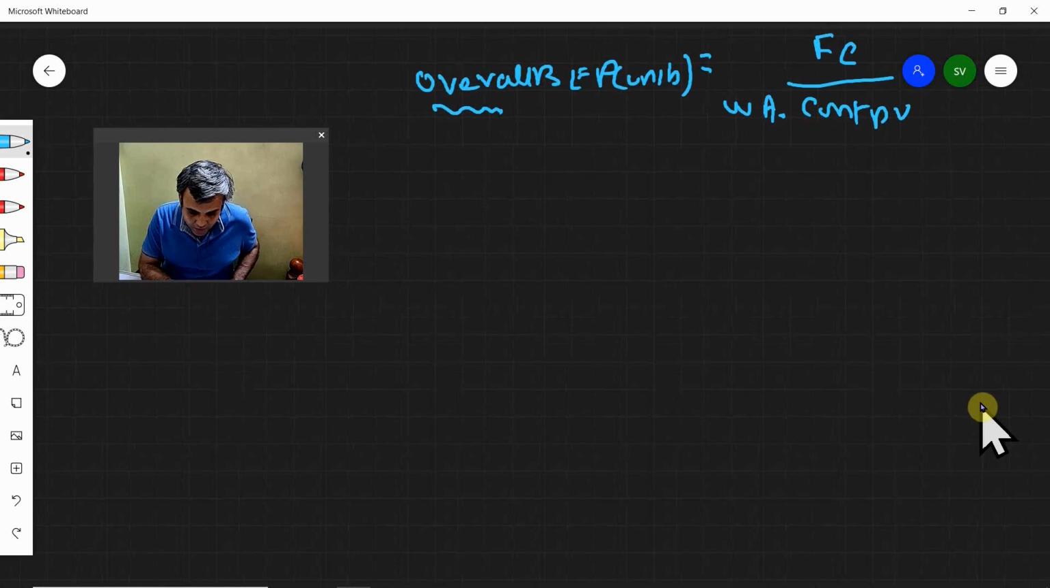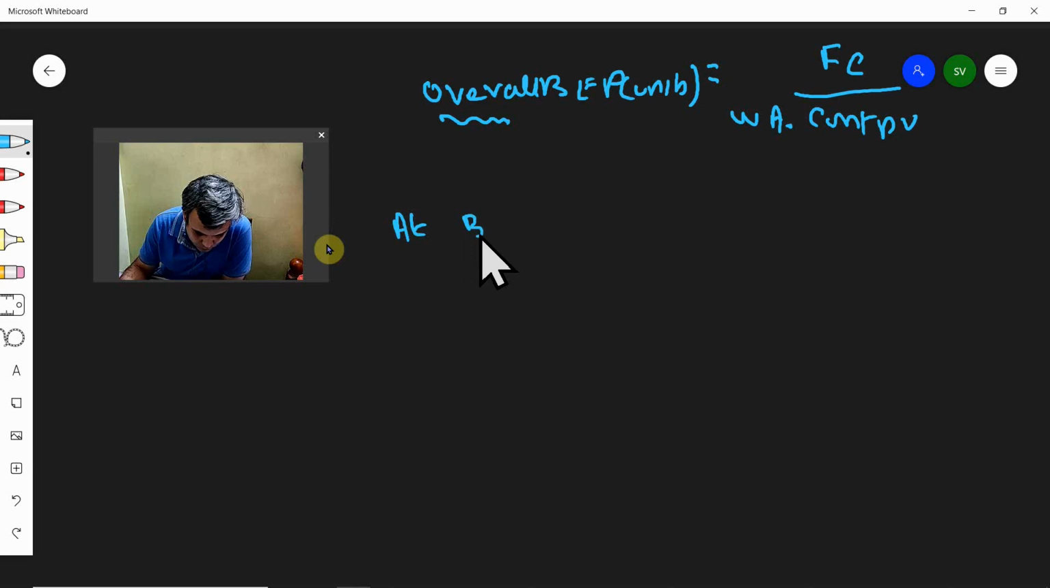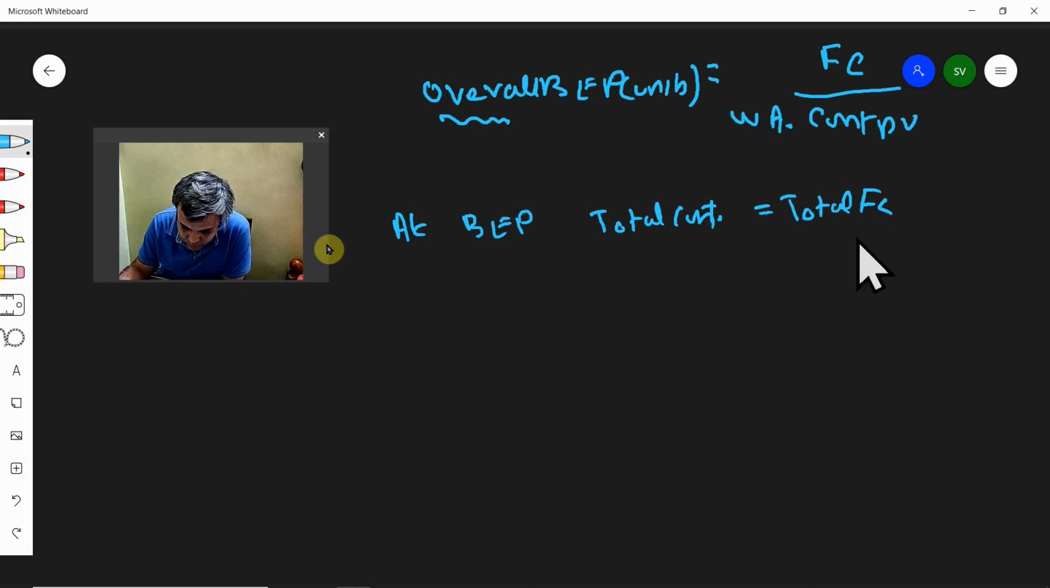See, we know at BEP, total contribution, I am writing it as CONT., is equal to total fixed cost, isn't it? Because if the contribution is greater than FC, you will have a profit. If contribution is less than FC, you will have a loss, isn't it?